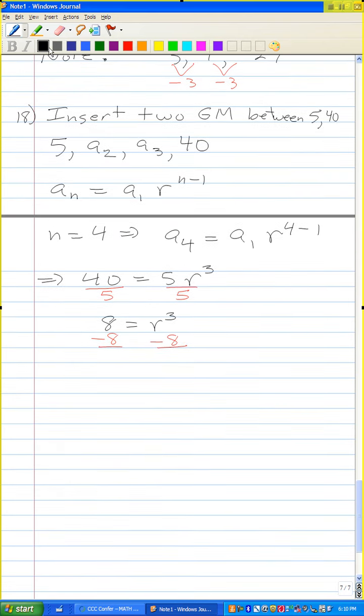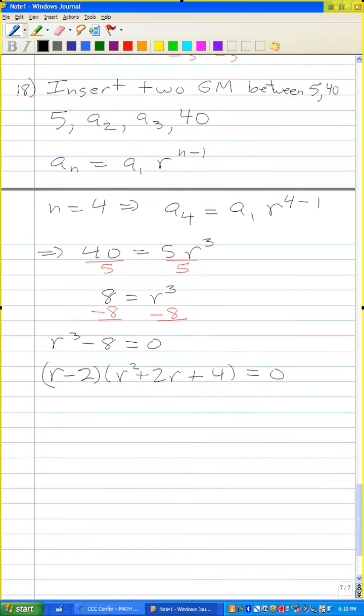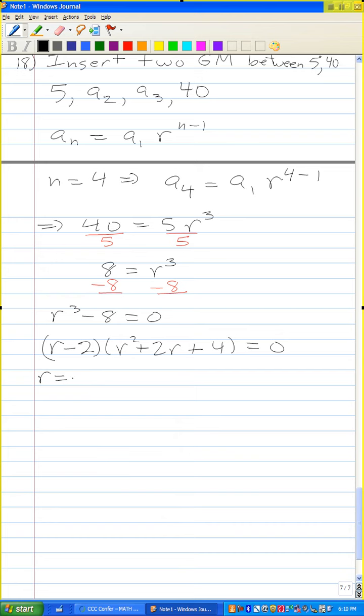So I get that r cubed minus 8 is 0. I can factor this. R minus 2, r squared plus 2r plus 4 is 0. I can set each factor to 0 and solve for r. And so adding 2 to both sides, I get r is equal to 2.